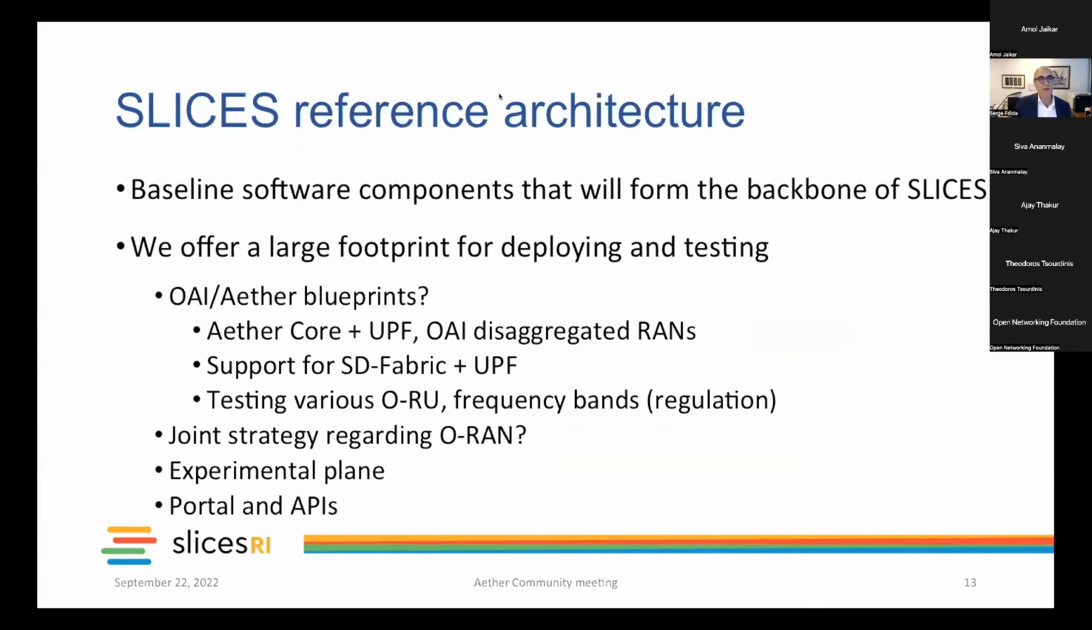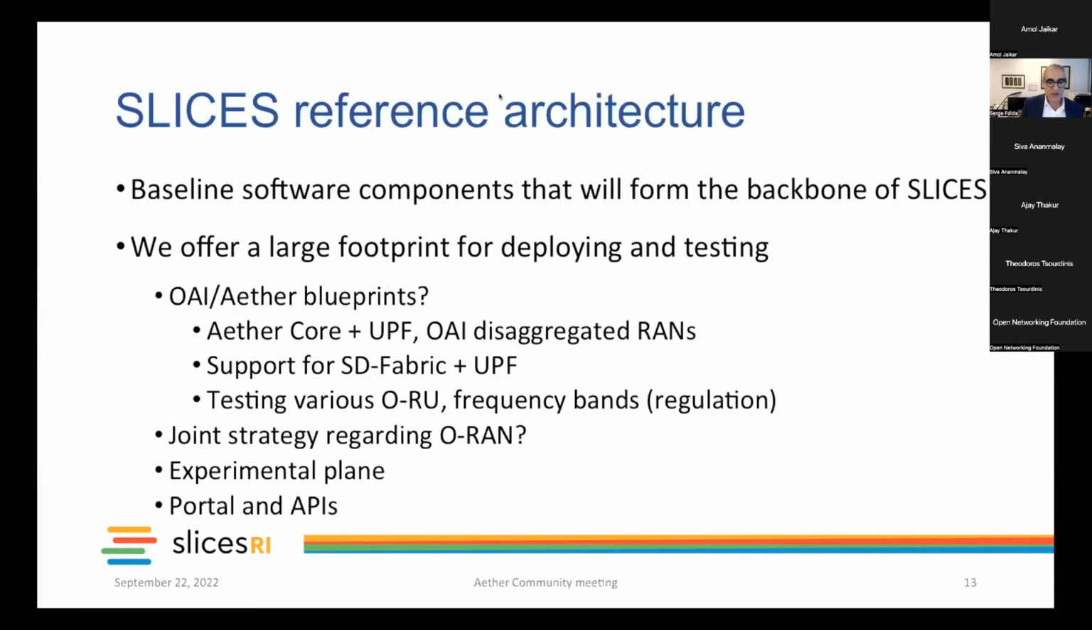So what we are doing now, and the reason why we are working with Aether, is that we are developing a reference architecture for slices, understanding that we have a very broad footprint, which again provides a unique playground for really testing, deploying, developing different types of components on that footprint. We already decided to use OpenAI interface. That's a very important component for us. And we started to play with Aether in order to understand how we can provide a proper articulation between the two frameworks. This will provide us with more opportunities.